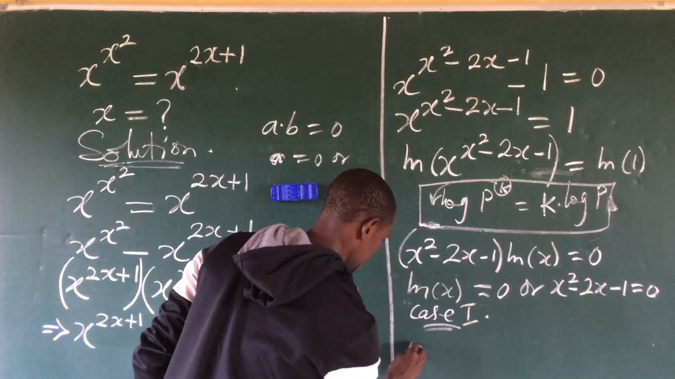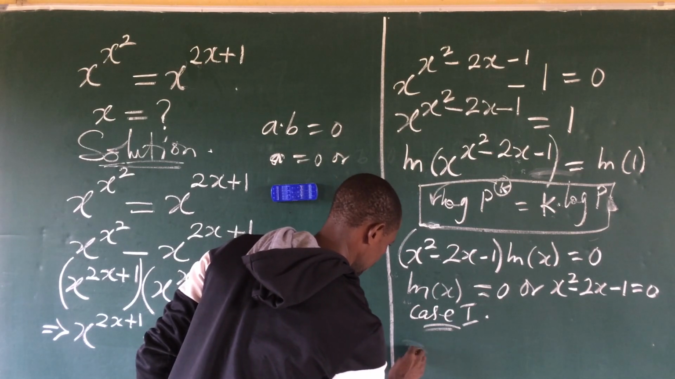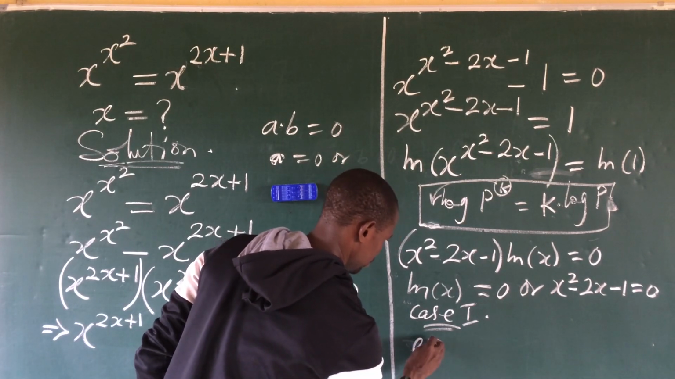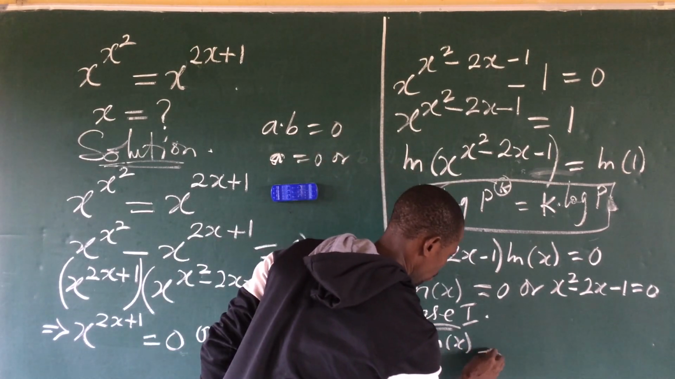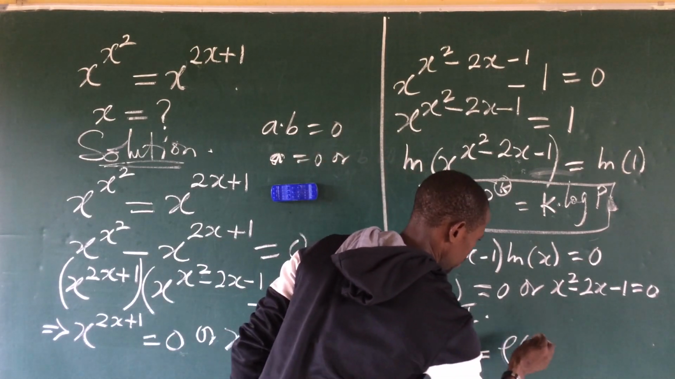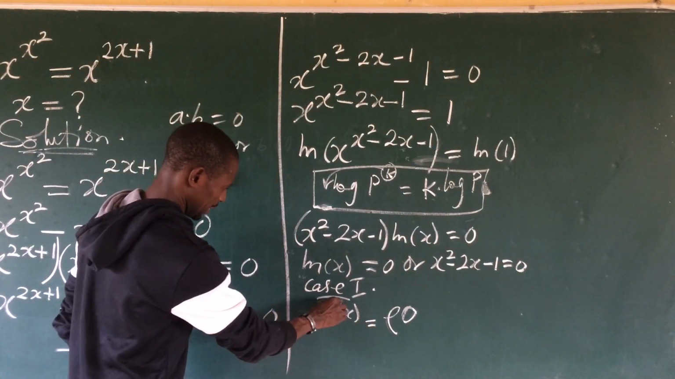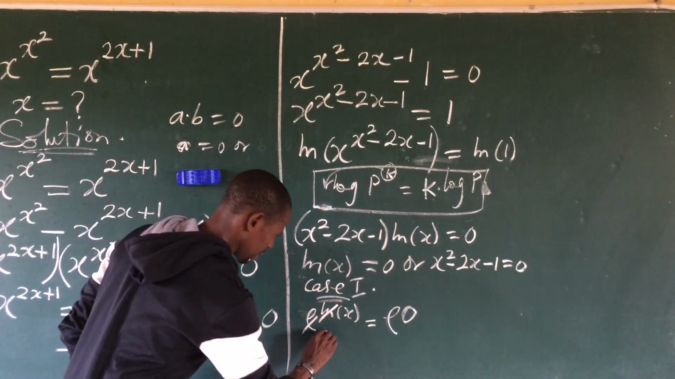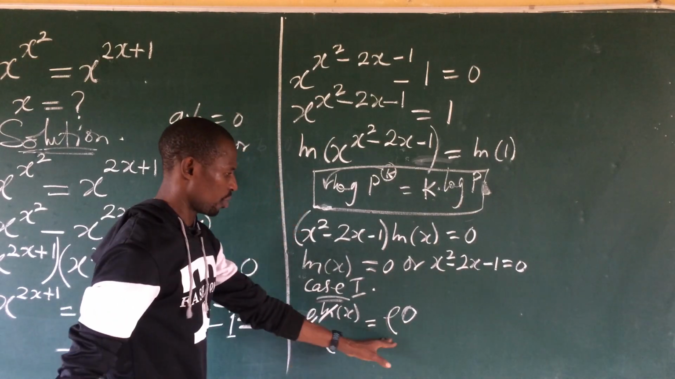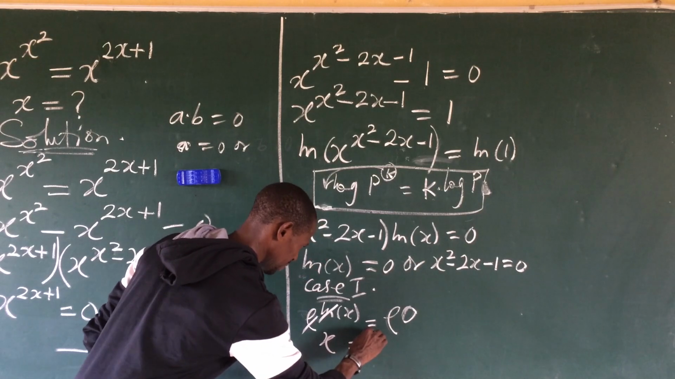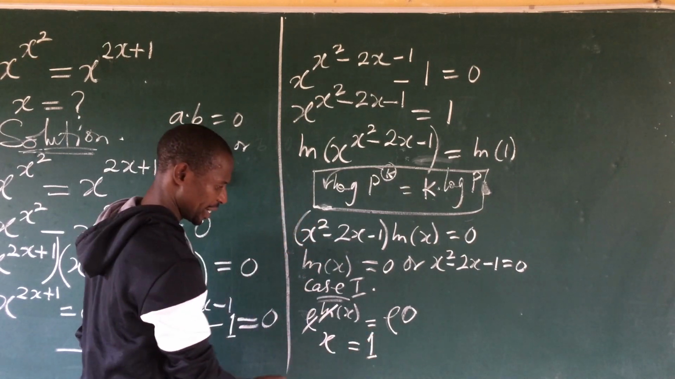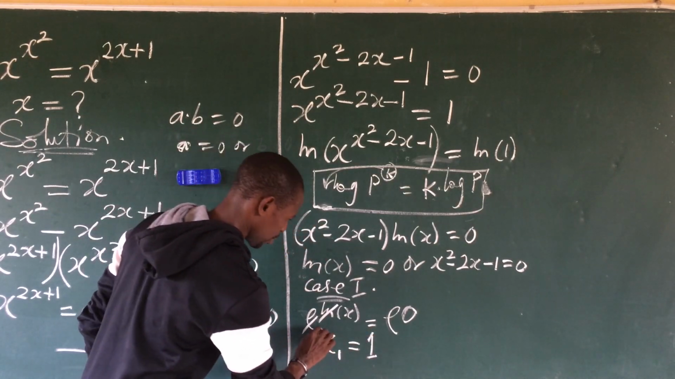Case 1 will give us e to the ln of x equal to e to the power of 0. So this cancels with this, and we're going to have x equal to e to the power of 0. e to the power of 0 will give us 1. So we have 1. This is the value for our x1.